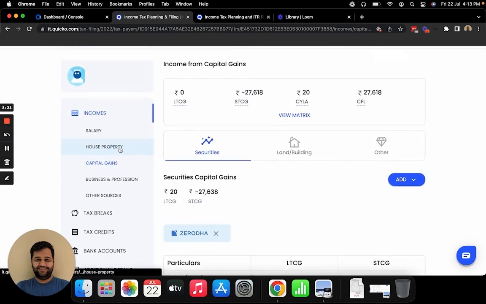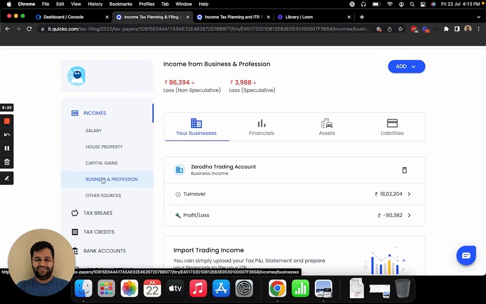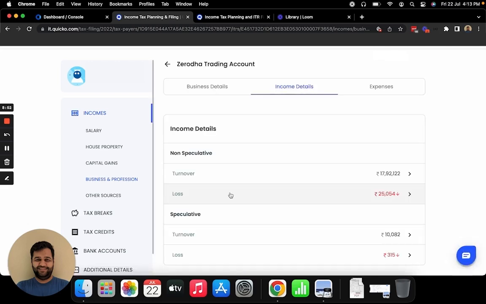Let's also see whether our intraday and F&O trades are imported. So like you can see here, Quicko has already created your Zerodha trading account and imported your intraday and F&O trades as well. So remember in the first half we discussed that intraday and F&O trades are reported as business profession income, and specifically intraday is reported as speculative business income, and F&O trading is reported as non-speculative business income. So let's see if we can verify that.